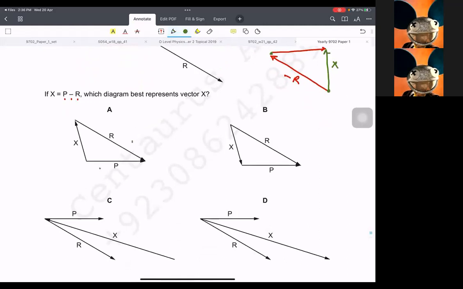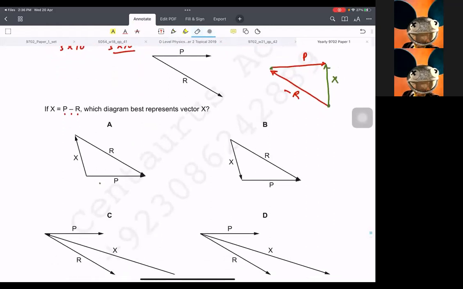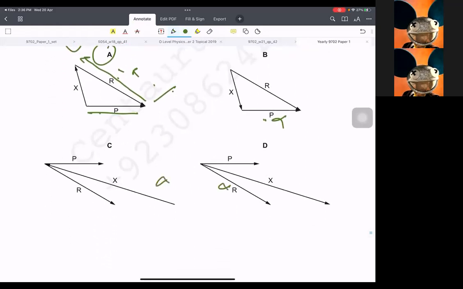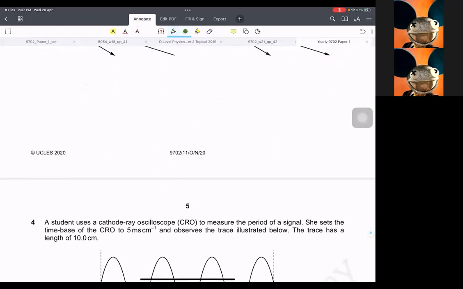P R, wrong. Oh, wait a second. Why would it be wrong? This seems correct. P minus R. So this is P, this is R, but this is minus R. Yes, that is correct. This is not correct. Nope, nope. Stop. All right. Now, if you have any questions, please let me know.